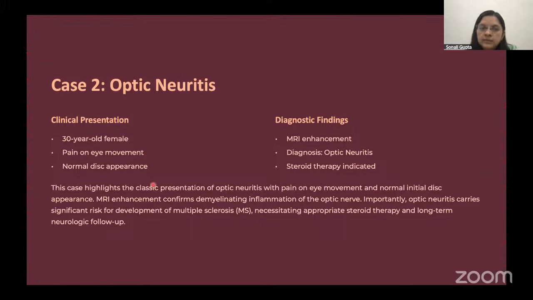So this is a typical presentation, and if we go further and get MRI confirmation of demyelination, this shows that it is an optic neuritis. So based on whether it is typical, we can start the appropriate treatment in a timely manner.